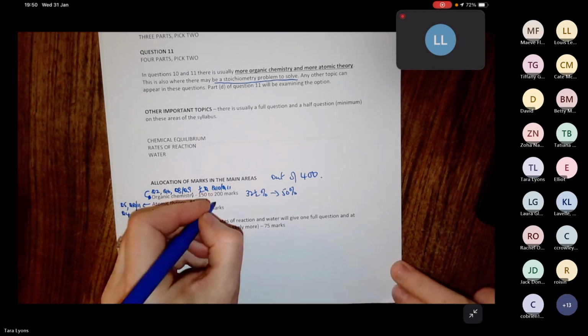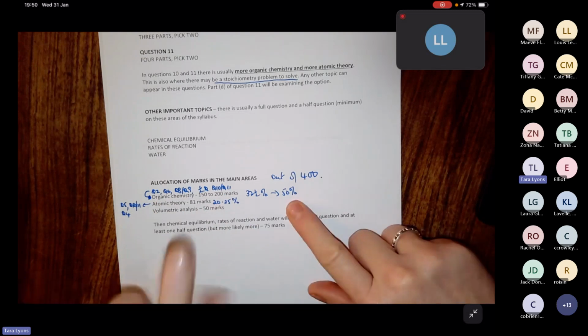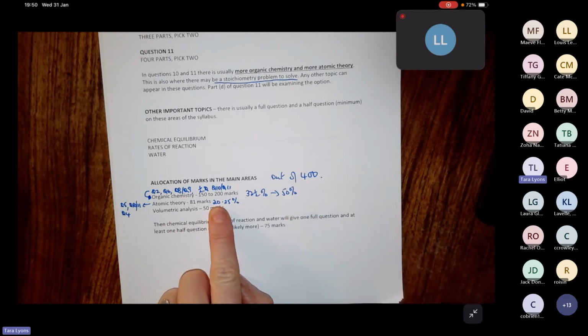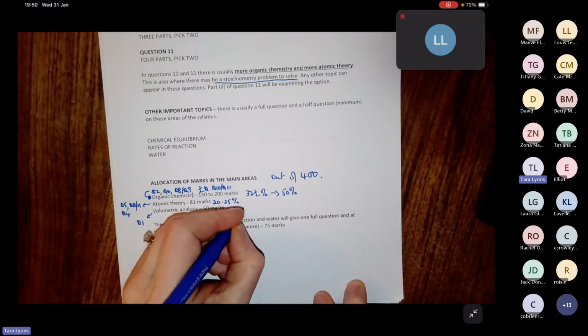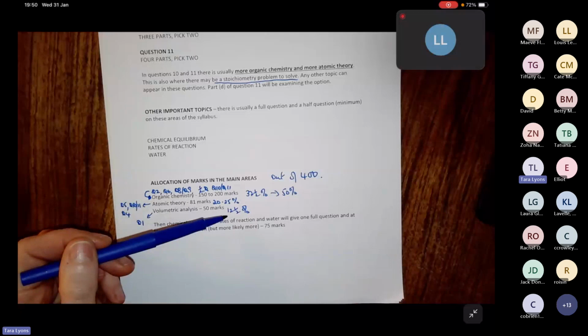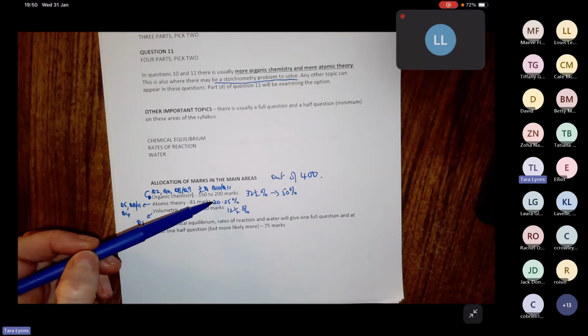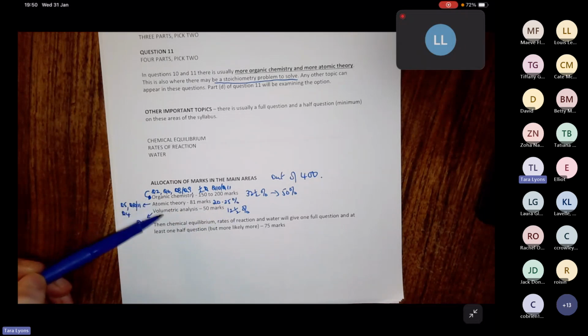So that's worth 20.25%. So between organic and atomic theory, it's 70%, folks, possibly 70% of the paper. It's definitely going to give you 60 anyway. Volumetric analysis, which we know is question 1, is 50 marks. So there's 12.5% of your paper. So if you take, let's say 45 for organic, 65, 77, those areas alone will get you a H3. Those areas of the paper.